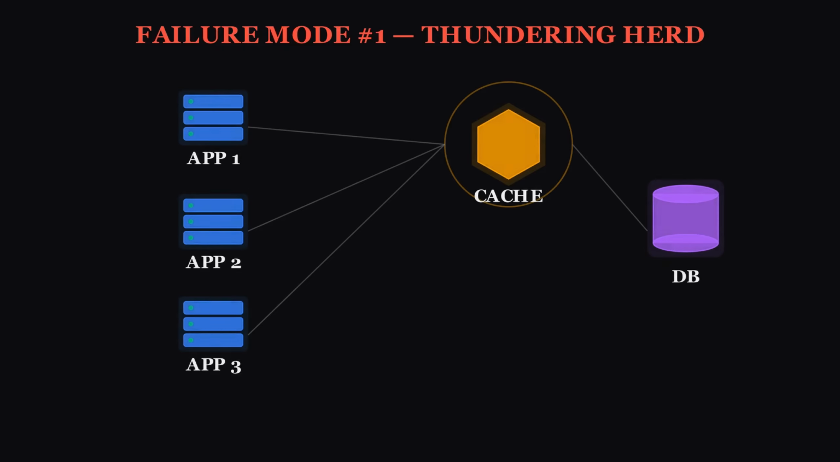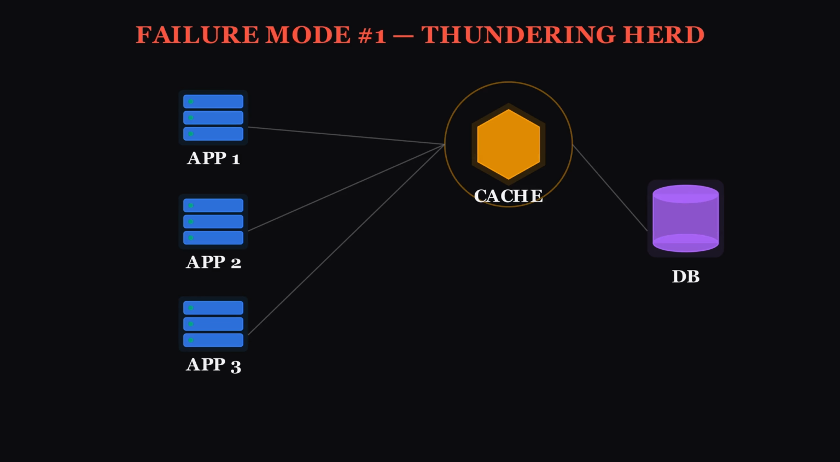3 application servers, 1 popular cache key, the key just expired. All 3 servers ask the cache for the key at the same moment, 3 misses in parallel. All 3 application servers fall through to the database at the same moment for the same row. 1 expired key just turned 3 application servers into a denial of service attack on the database.